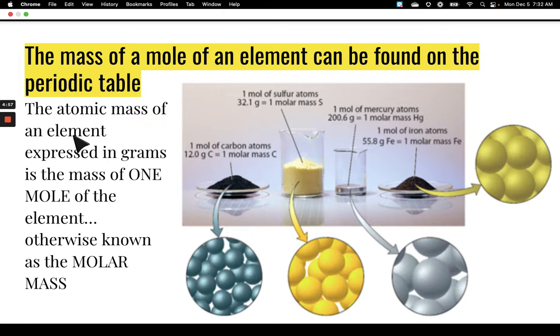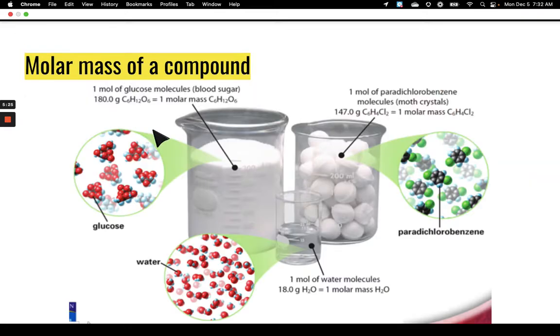The atomic mass of an element expressed in grams is the mass of 1 mole of the element, and it's otherwise known as the molar mass. So 1 mole of sulfur atoms, or the molar mass, is equal to the atomic mass in grams, 32.1 grams. A mole of mercury, again, you look at the atomic mass, 200.6 grams. So anything you see on the periodic table, the atomic mass is actually the mass of a mole, so we call it the molar mass.